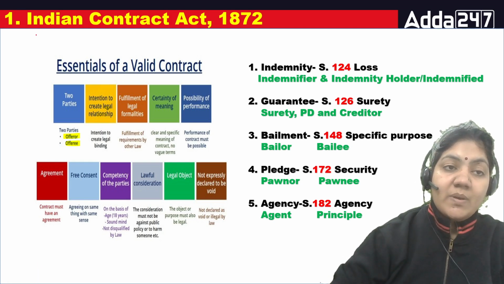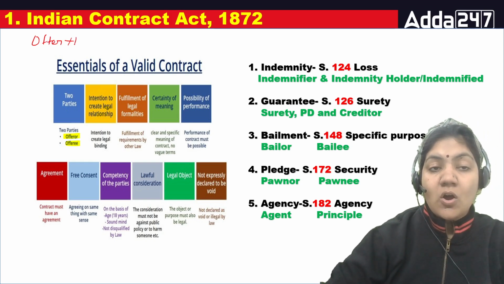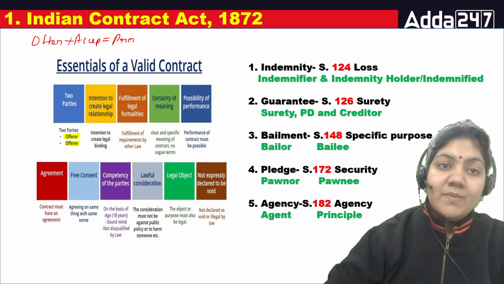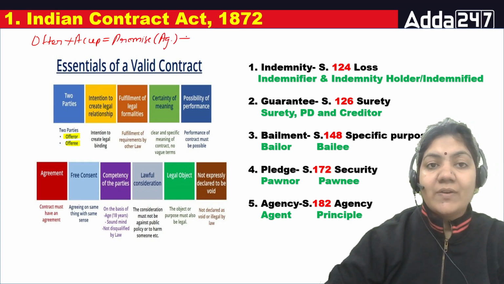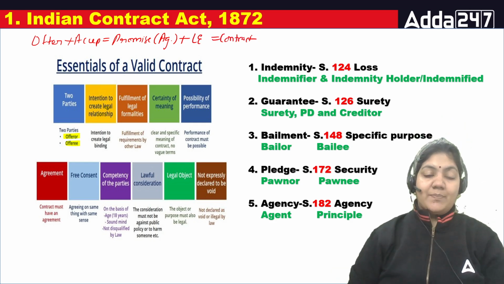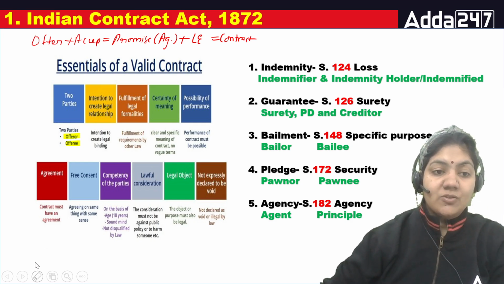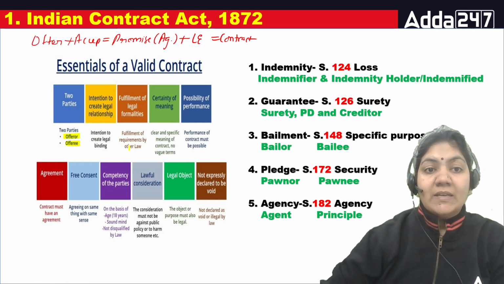Always remember the formula of contract in the general principle of contract. Offer plus acceptance is equal to promise. Promise in legal terms is equal to agreement. An agreement, when enforceable by law, is equal to a contract. So this is the basic definition of the term contract. Is that okay? Now class, there should be the fulfillment of legal formalities.